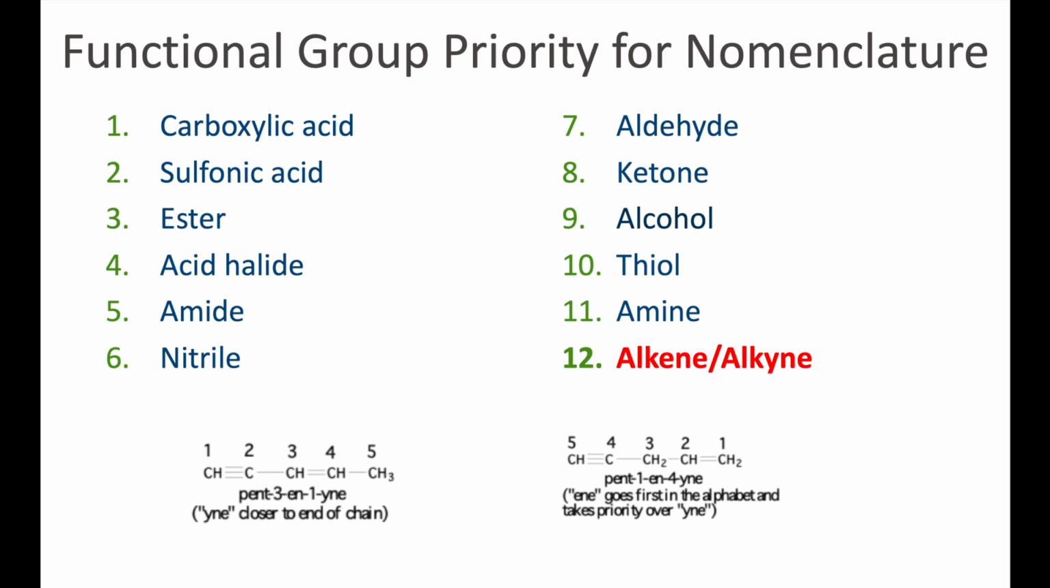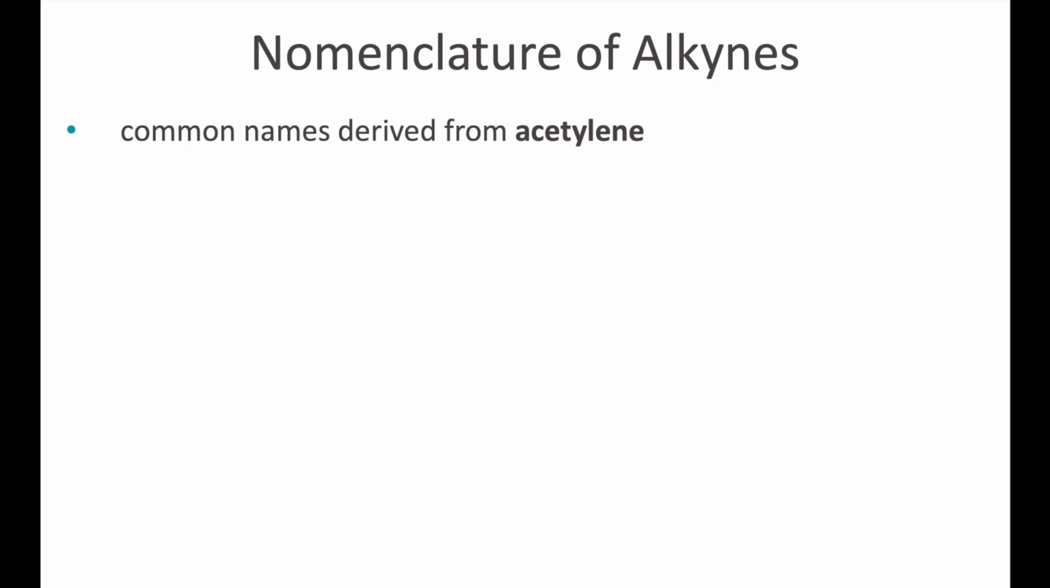So in this case, this one is called pent-1-ene-4-yne. Again, 1-ene because the alkene is seen at carbon number 1, and the alkyne is seen first at carbon number 4. Alkynes also have common names that are derived from their most basic form, acetylene.